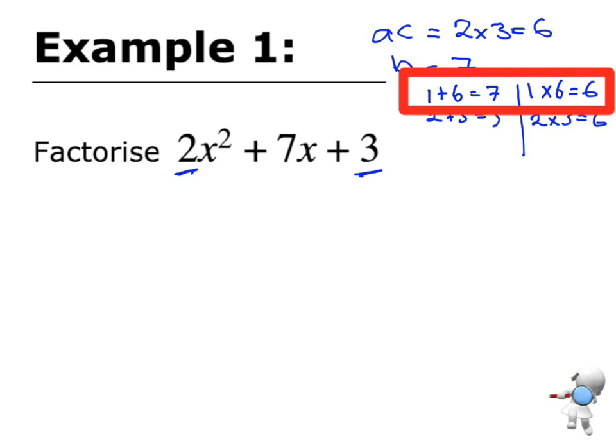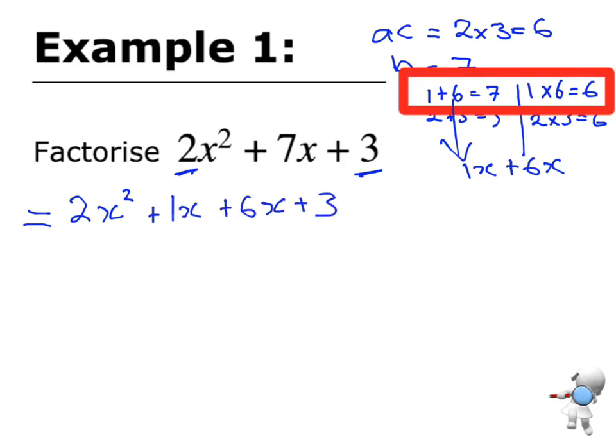What I'm going to do with that now is I'm going to rewrite this expression here of 2x squared plus 7x plus 3, and I'm going to split the 7x term out into a 1x and a 6x. Alright, so that's what I'm doing with this, I'm separating it out into a 1x and a 6x. So that's what I'm going to do now. 2x squared plus 1x plus 6x plus 3. Okay, now what I want to do is take the first two terms and the second two terms. I want to split them into these two chunks.